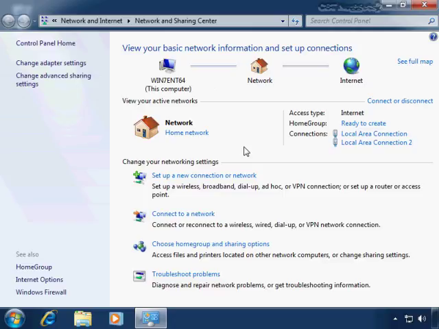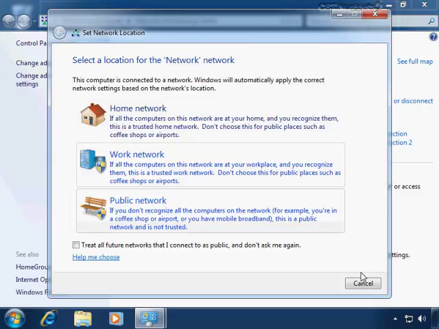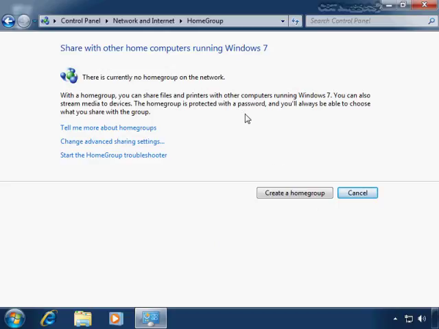So for example, here on this computer, which is not a member of my domain, it's just a workgroup computer, notice that I'm on the home network here. By the way, if you ever need to change any of these, you can click on that link and then pick one of the other selections. But I'm going to go ahead and cancel out of that and choose home group and sharing options. And from this point, there is no home group yet.